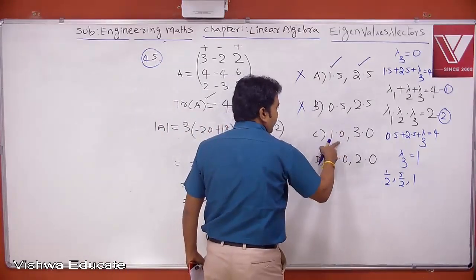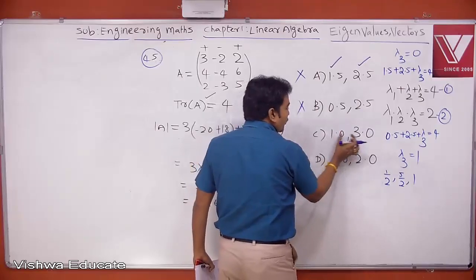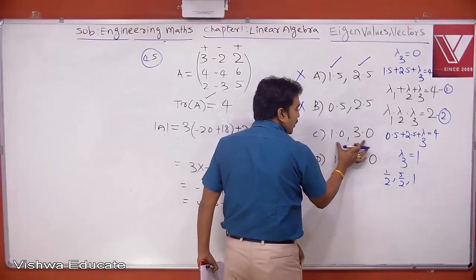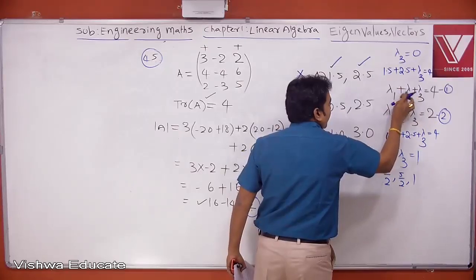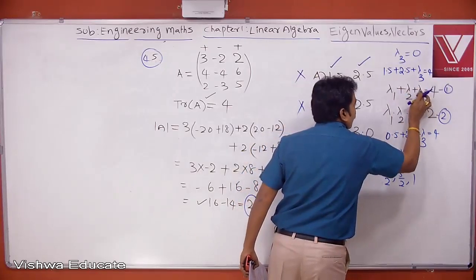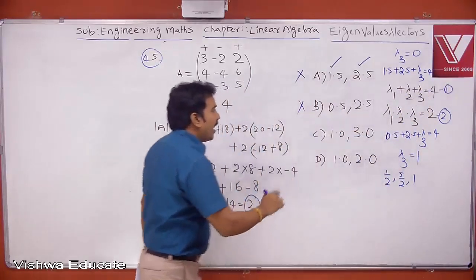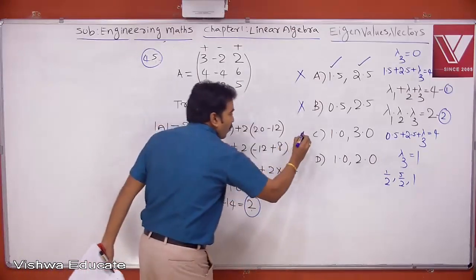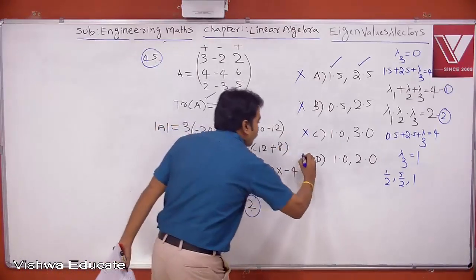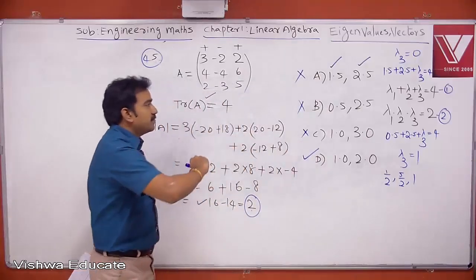Now come back to option C. 1.0 plus 3.0: if it is 1 and 3, 1 plus 3 is 4, so 4 is already covered. So lambda 3 must be 0. If lambda 3 is 0, the det should be 0, but it is non-zero. Therefore, option C is also wrong. Therefore, D is the right answer.